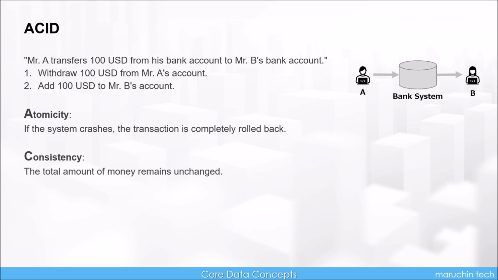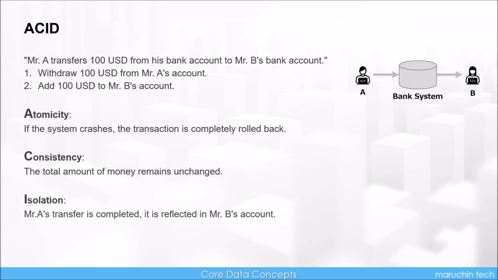And for consistency, before and after the transfer, the total amount of money in the system remains unchanged. In other words, the $100 withdrawn from Mr. A's account is accurately reflected in Mr. B's account.